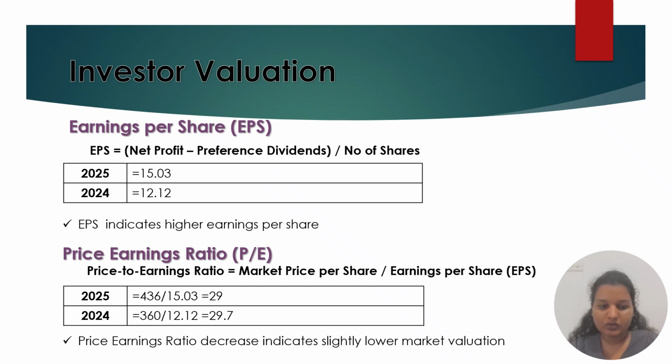The next ratio is price earnings ratio. That ratio is calculated as market price per share divided by earnings per share. 2025 price earnings ratio is 29. 2024 price earnings ratio is 29.7. Price earnings ratio decrease indicates slightly lower market valuation compared to the previous year.